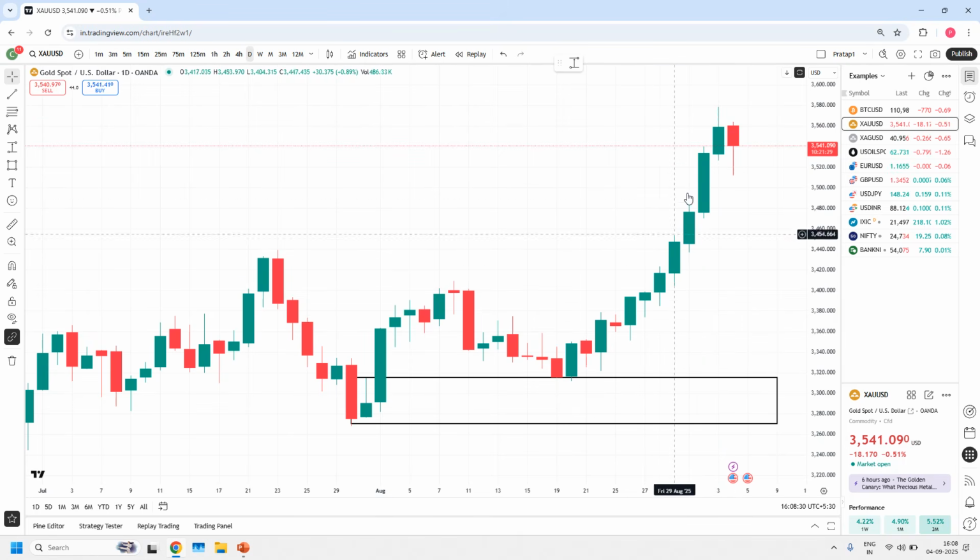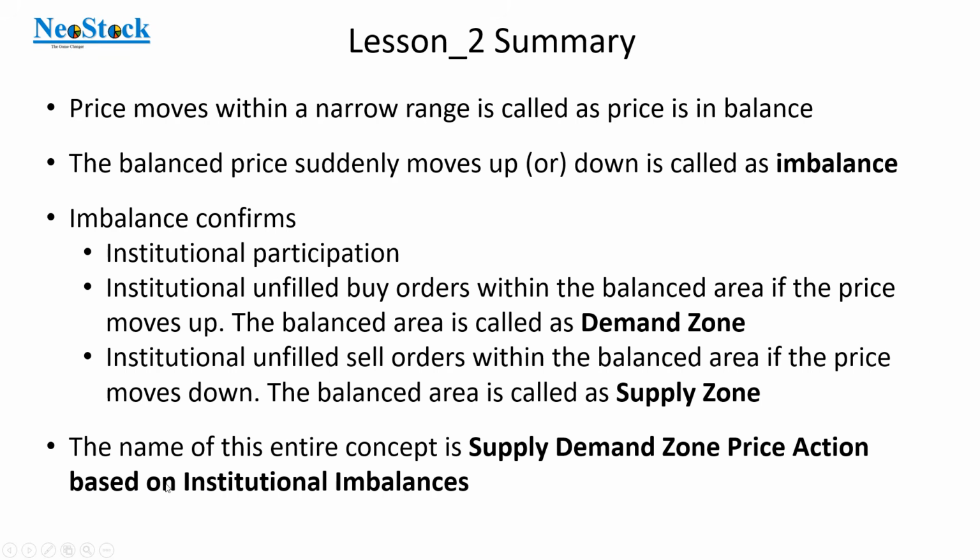How much profit would you have got in gold? Huge profit you would have got. Who is the reason for getting this profit? Confirmation that there is institutional participation in this area, by using this imbalance. That's why the topic is institutional imbalance. This is our topic. Entire course name is supply demand zone price action based on institutional imbalances.